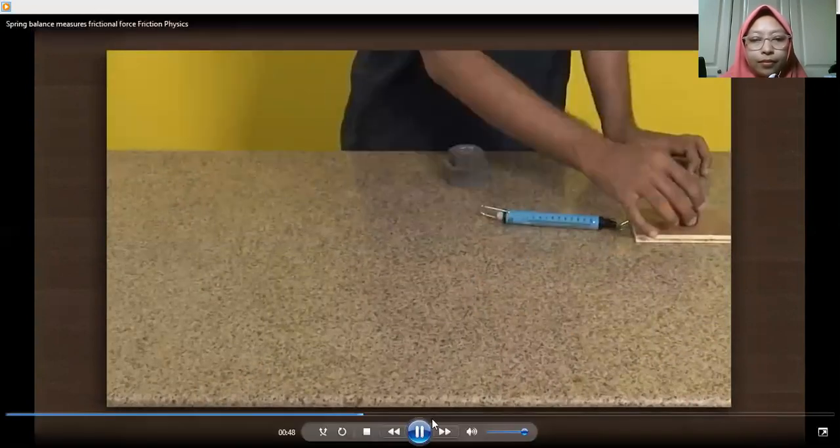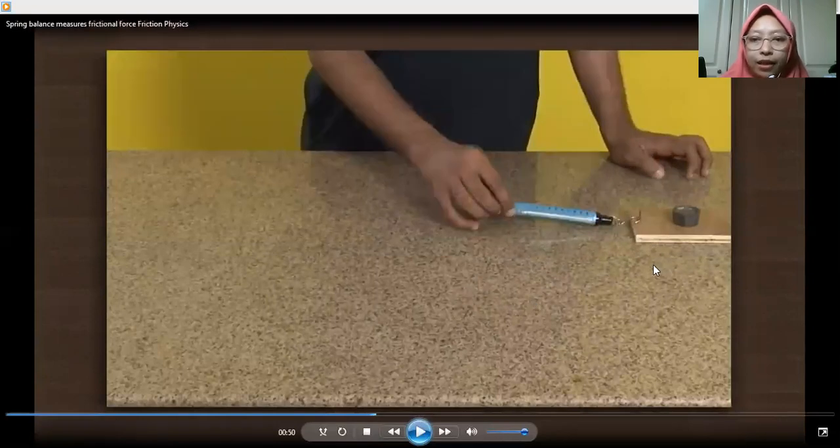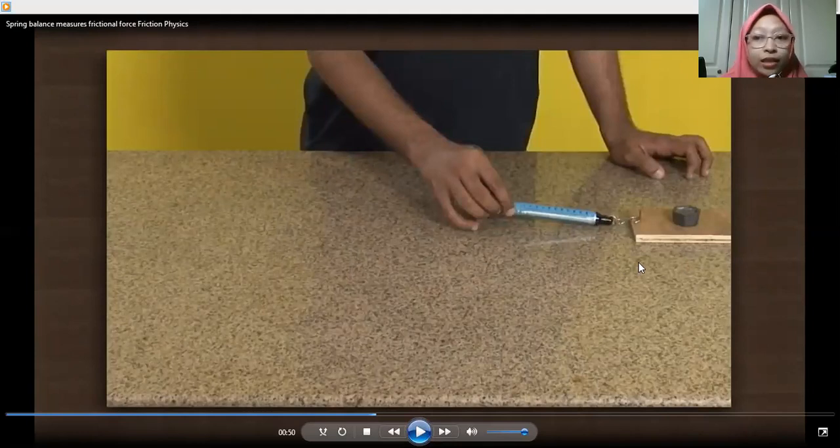Now put 100 grams of weight on the plank. Please look, yeah, the surface is the same. The surface is the same, it does not change. And what is the difference about these things if we want to pull it? Please look, what is the difference?